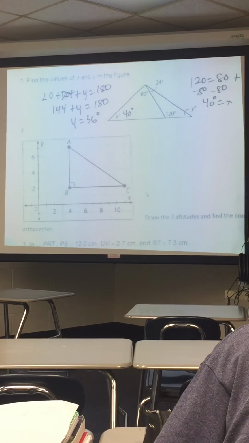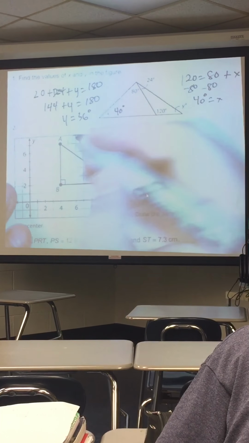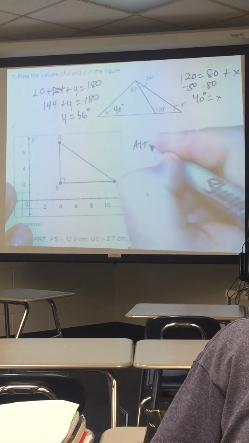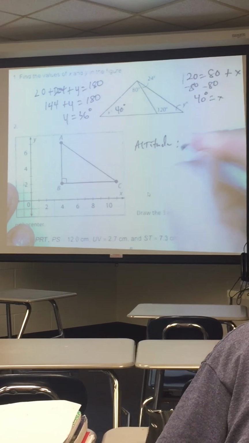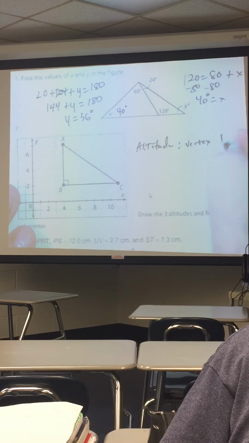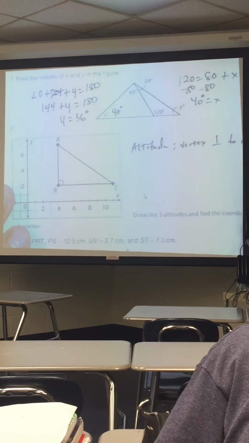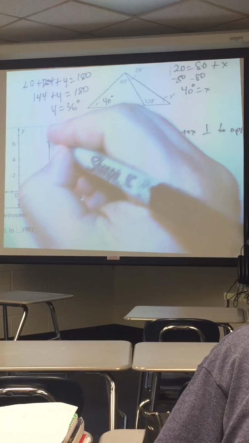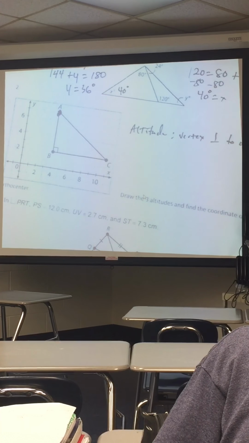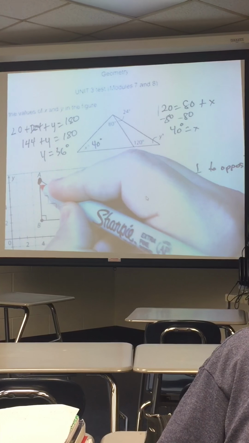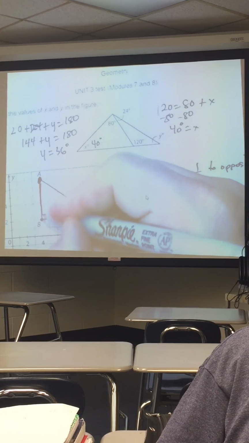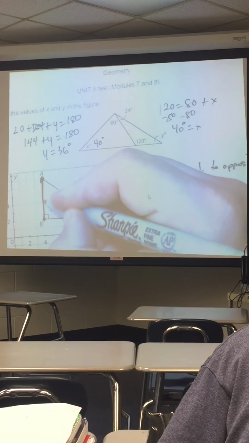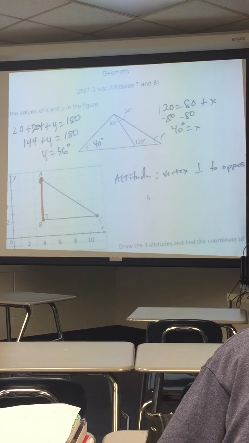Take a look at this. Draw the three altitudes. An altitude goes from a vertex perpendicular to the opposite side. That's the definition. So if I go from A, I'm going to use a red pen so you can see it a little bit better. If I go from A, that is the altitude right there. It's the leg of the triangle.